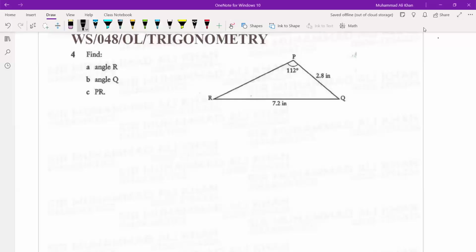Okay, students, now question number 4. We have to calculate angle R, angle Q, and the length PR. We don't have to calculate the area here. We have to calculate the unknown sides and unknown angles, right?